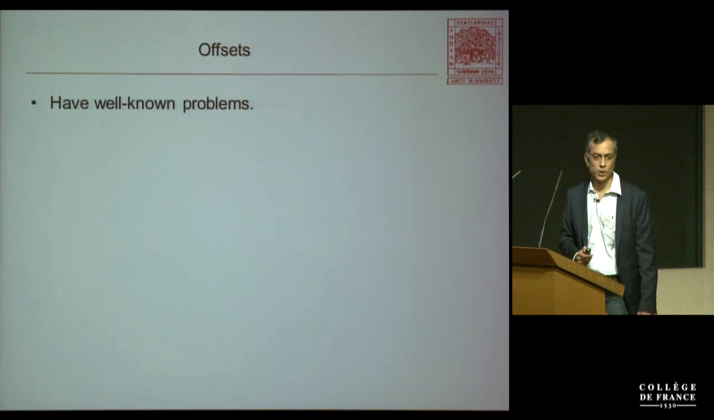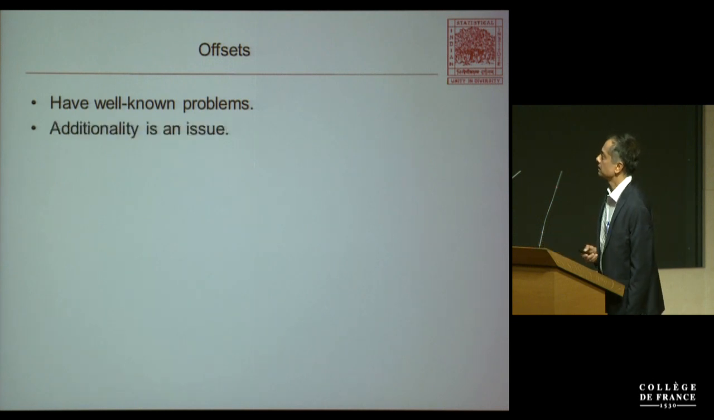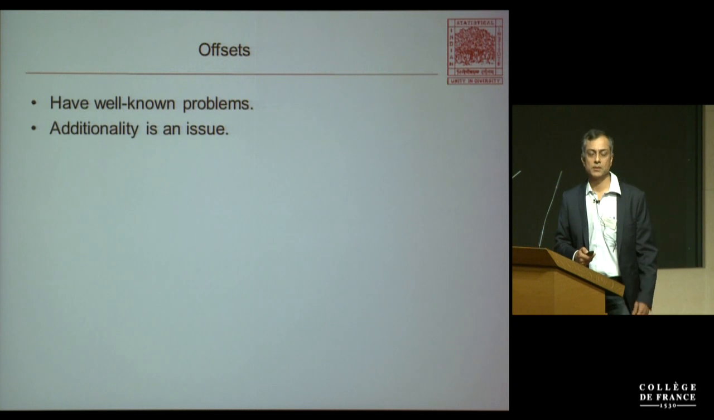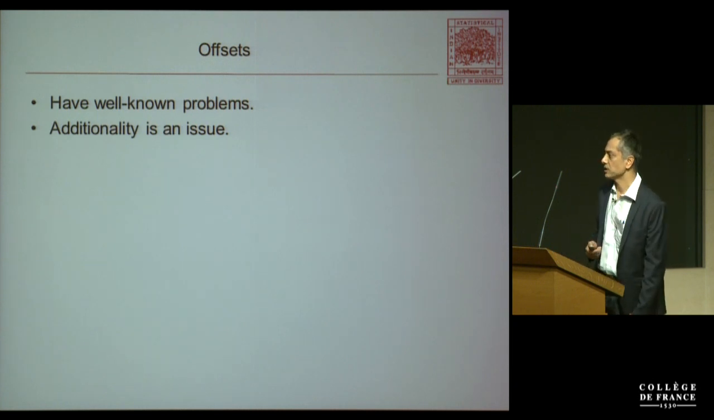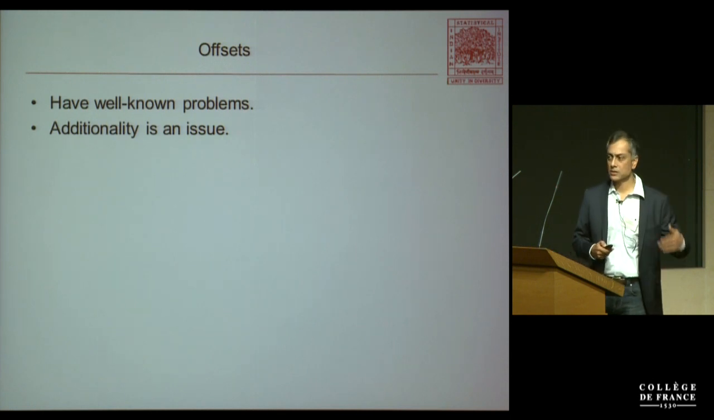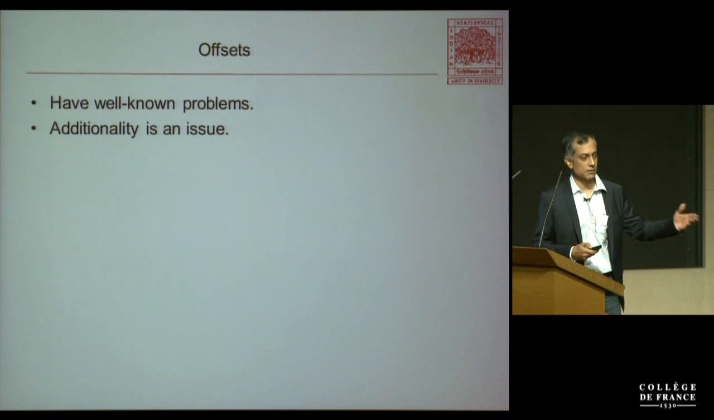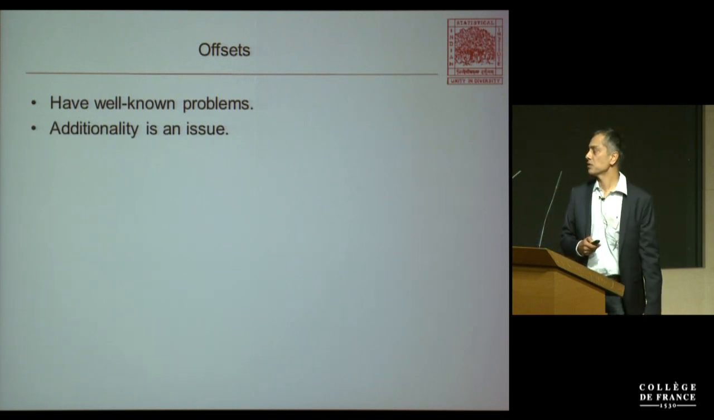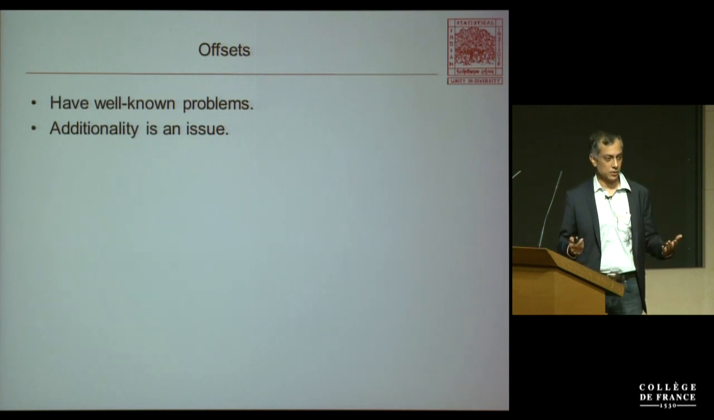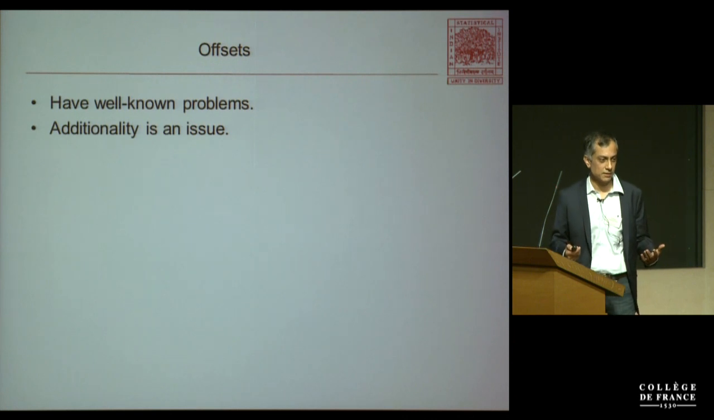Now, offsets have well-known problems, right? And additionality is an issue. That's the basic problem, and we have had offset programs. There are these voluntary carbon markets. I think those are small scale, so there's no point worrying about them. And then there was the clean development mechanism under the Kyoto Protocol. That was somewhat bigger, and that didn't have a good reputation, I think. It has a deservedly bad reputation.